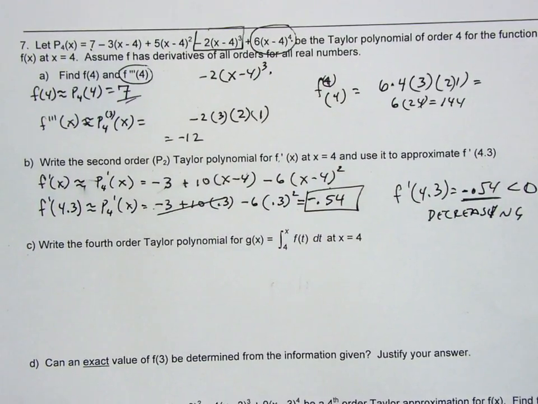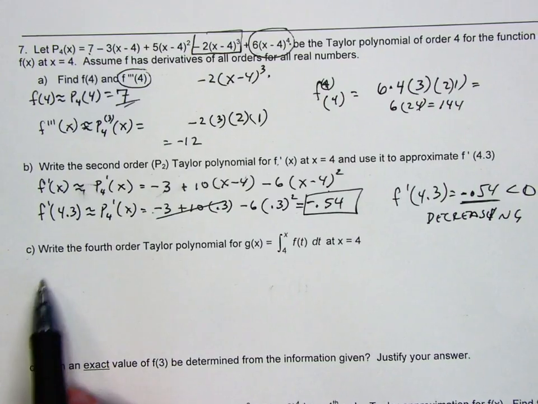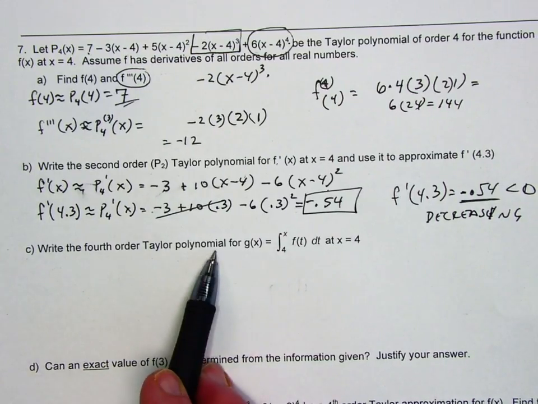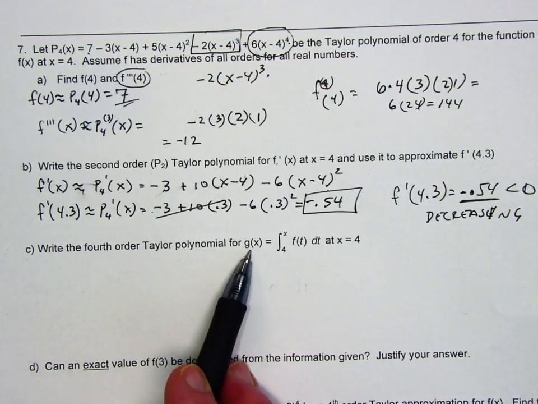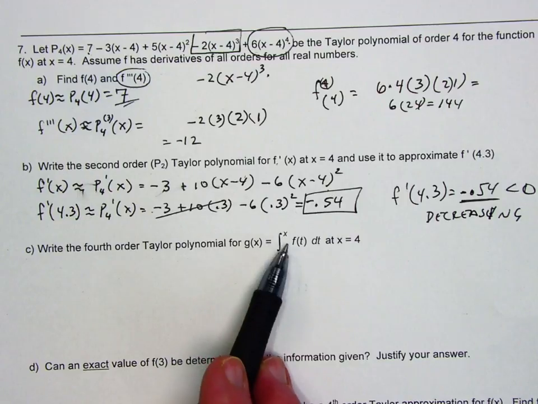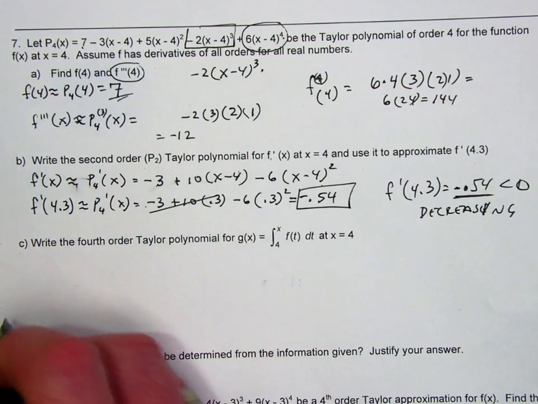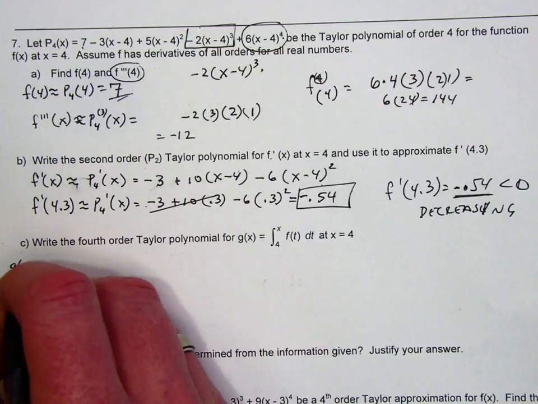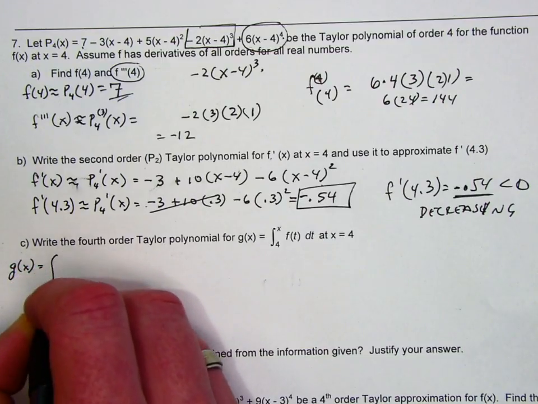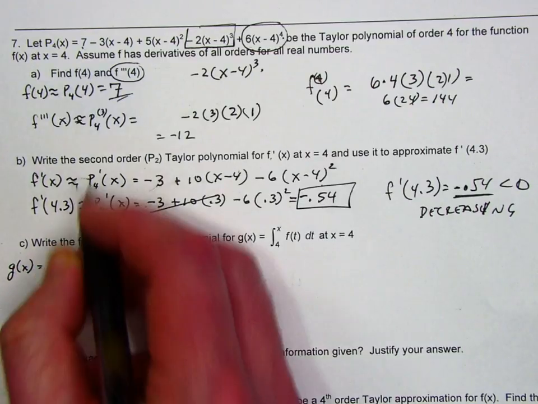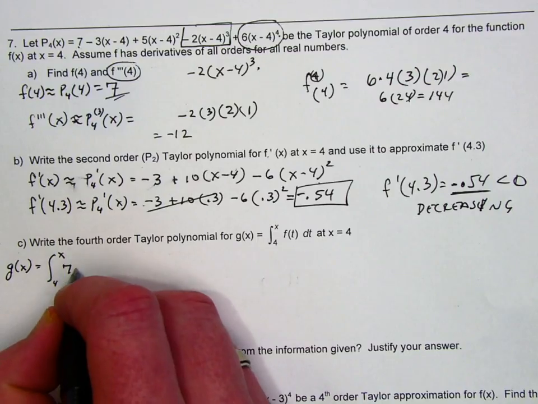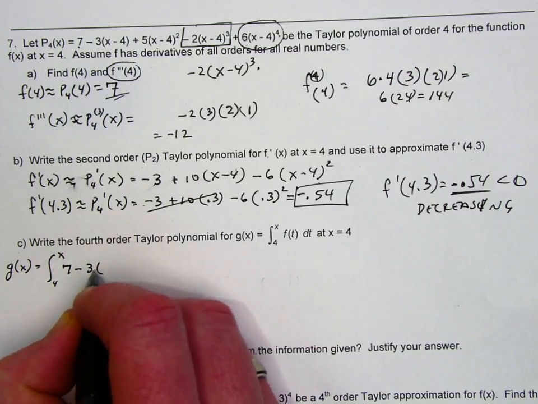Okay? All right. So if we go on to the next one, it says write the fourth order Taylor polynomial for g of x, where g of x is the integral of f of t, at 4. Okay? So first of all, we're going to say g of x is equal to the integral from 4 to x, and I'm going to write out each of those. So it's 7 minus 3, but I have to do them with t's in them.